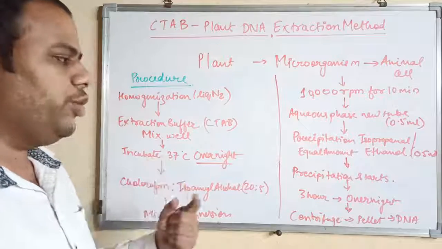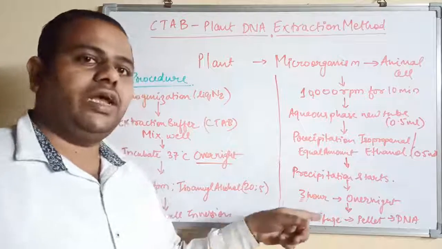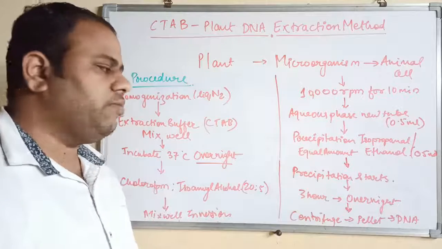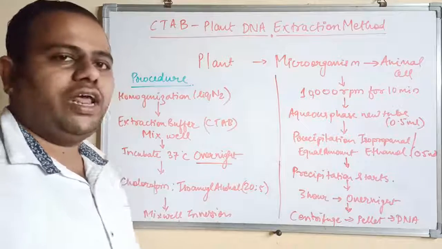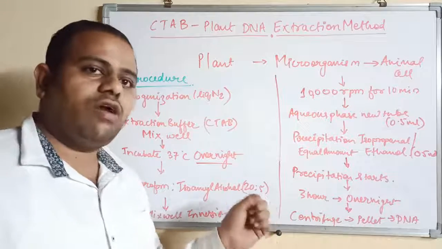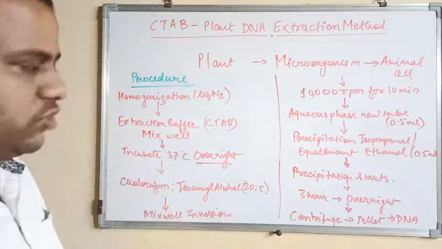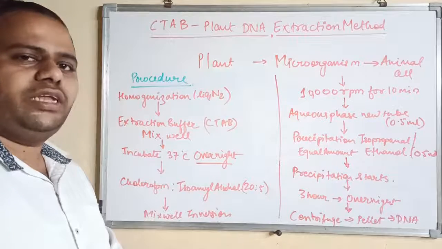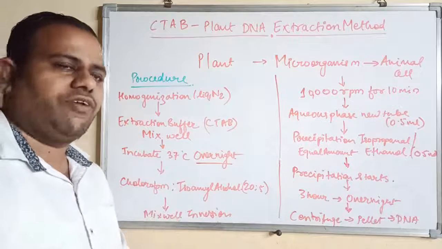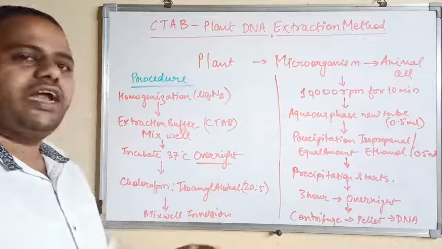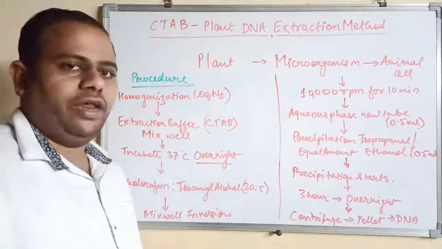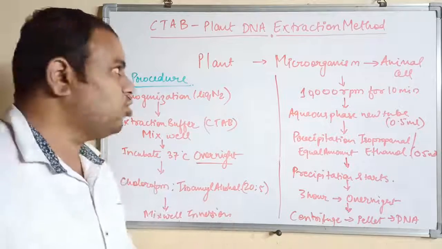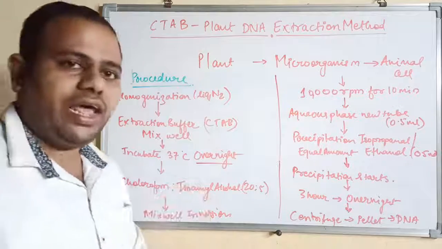Now this DNA can be dissolved in TE buffer and then it can be used. Generally 1x TE buffer is used for storing DNA, and this DNA dissolved in TE buffer can be used for different kinds of analysis such as RAPD analysis, restriction digestion or PCR, etc. So you can do different kinds of analysis using the extracted plant DNA. This was the whole protocol for DNA isolation, that is the CTAB plant DNA isolation protocol.